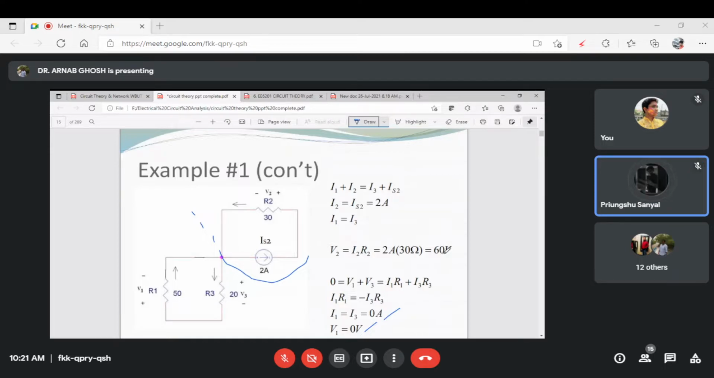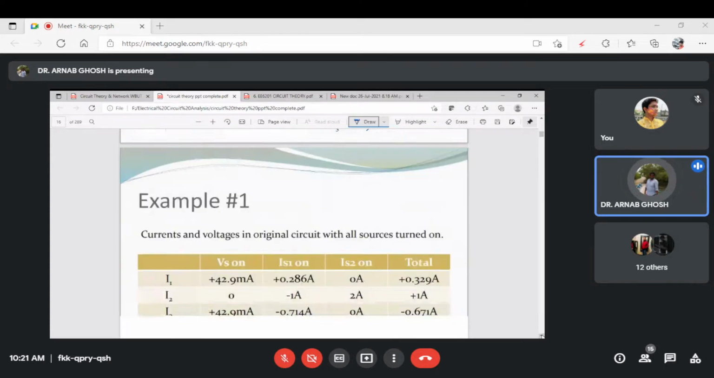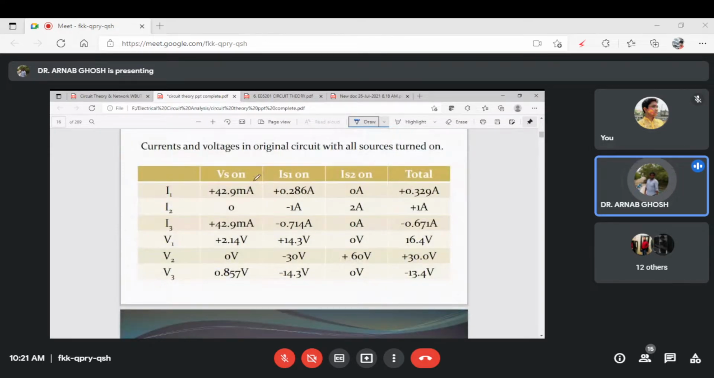Yes, sir. Okay, so when you write this down, we are writing the voltages and currents individually, considering each of the individual sources. So when I consider the voltage, you got the values of I1 as this, I2 as 0, I3 as this, V1, V2, V3, IS1 as this, I2 as this. Next, what you are getting is the total value just by adding up.